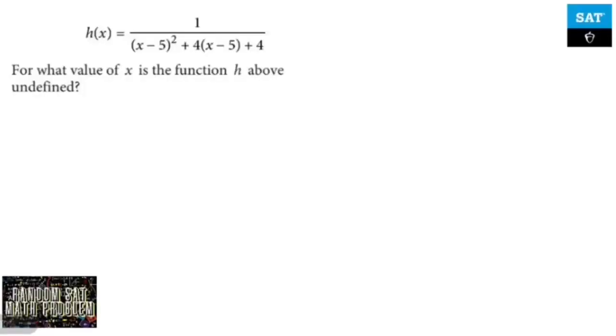For what value of x is the function h above undefined? Undefined occurs when you have a fraction and the bottom of a fraction somehow gives you 0. That equals undefined. You're never allowed to divide by 0. So this is what I'm going to do. I am looking at this guy right here, and what I see is I see x minus 5 in common in the first 2 terms.